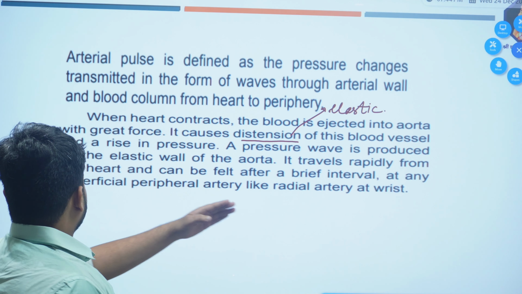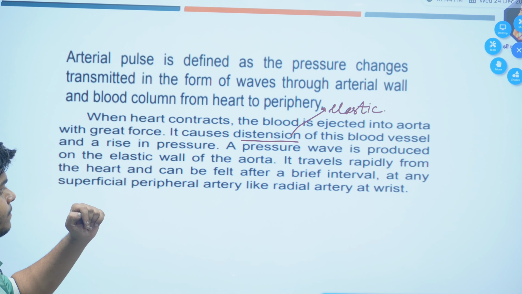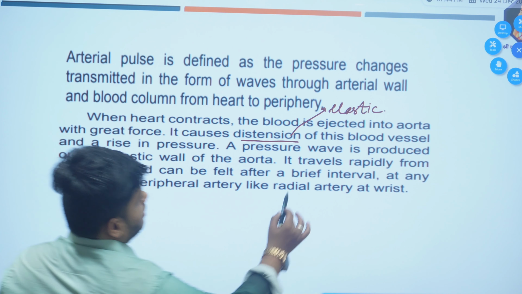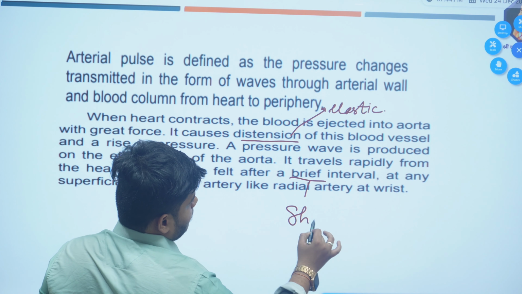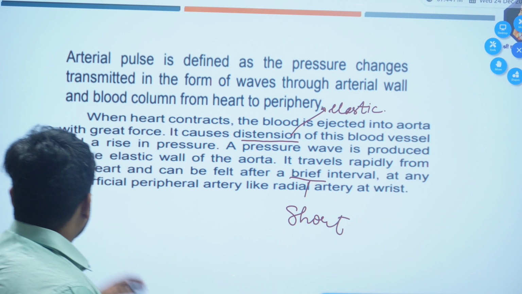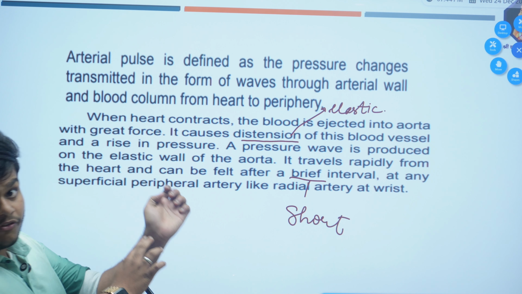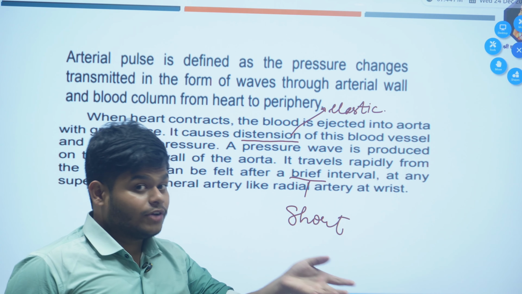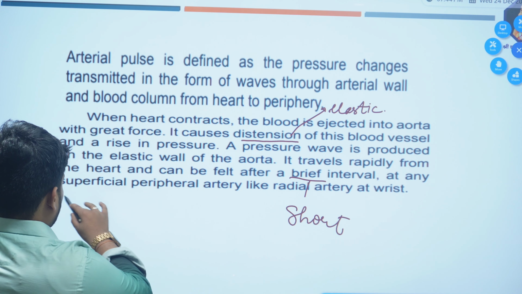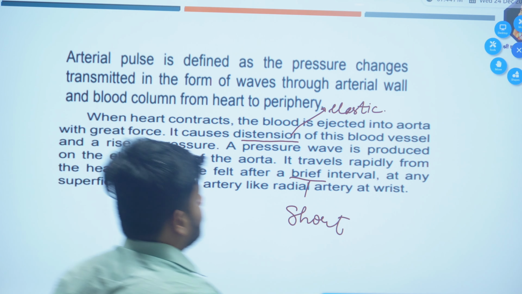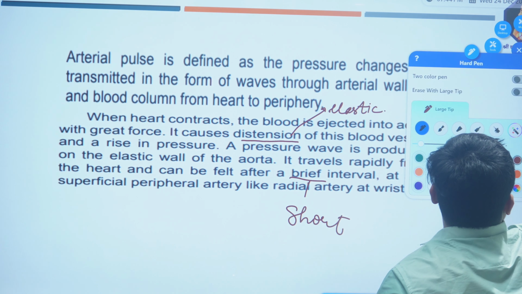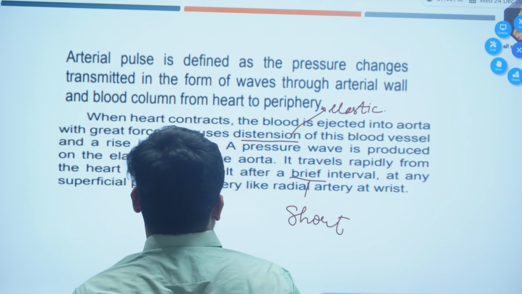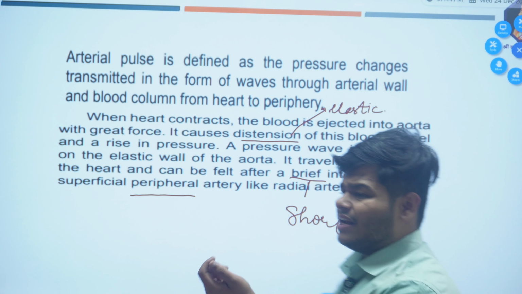A pressure wave is produced on the elastic wall of the aorta. This travels rapidly from the heart and can be felt after a very short interval at any superficial artery just below the skin. We saw this in our anatomy lecture, the introduction to anatomy. Any superficial peripheral artery, like the radial artery.